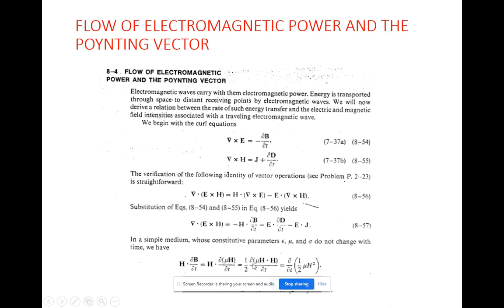Half into dou by dou t of mu H dot H. So twice the half term, which will be equal to 1. Take dou by dou t outside. H dot H is nothing but H square, so we get mu, one by two. Just a slight variation we are making in the equation.